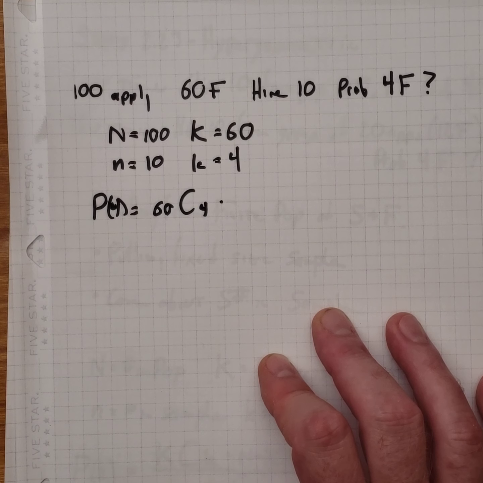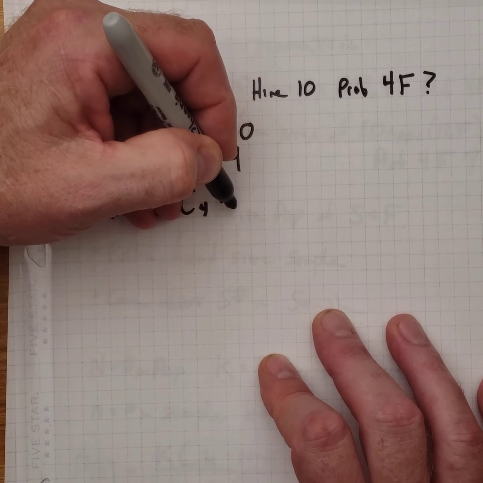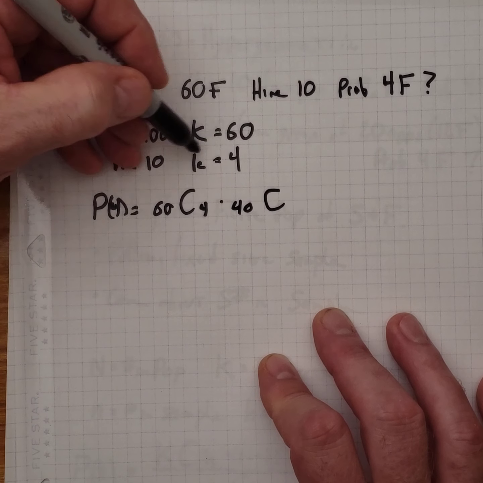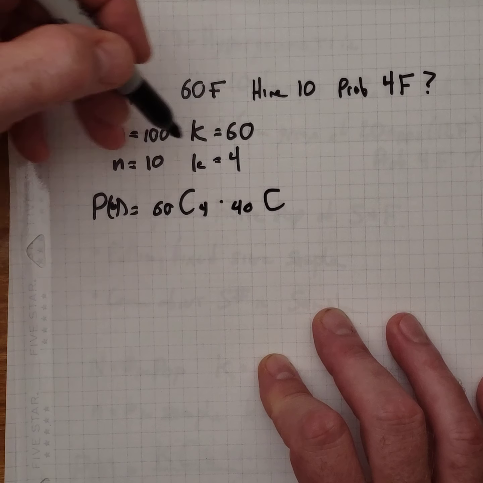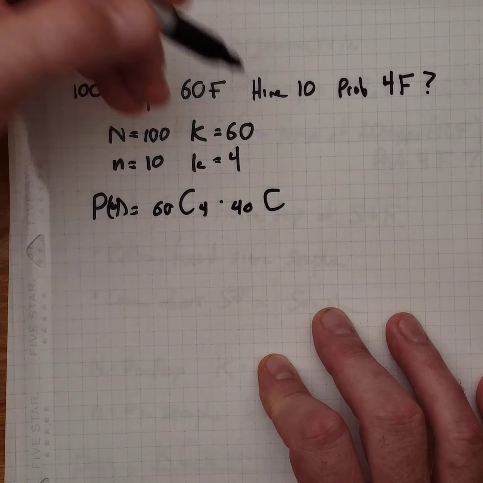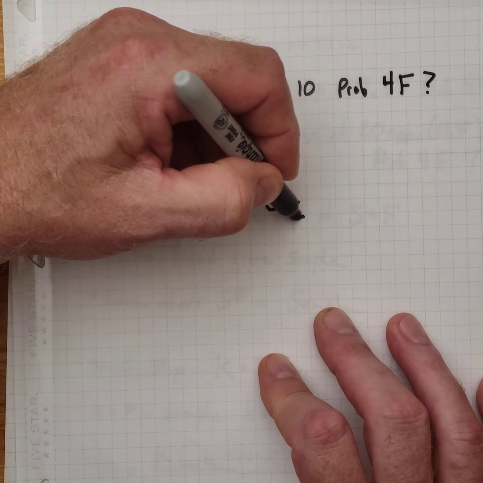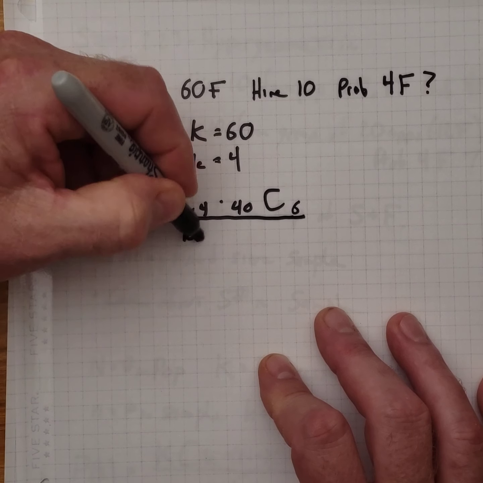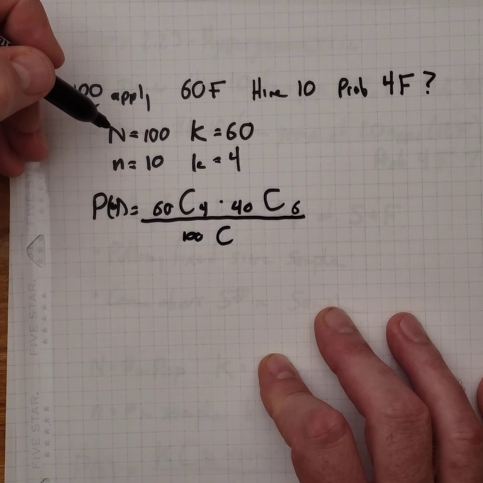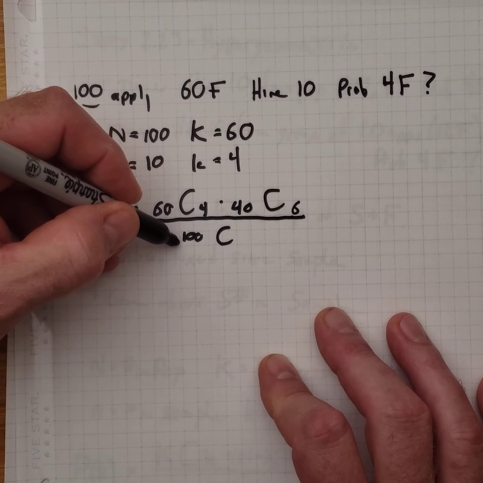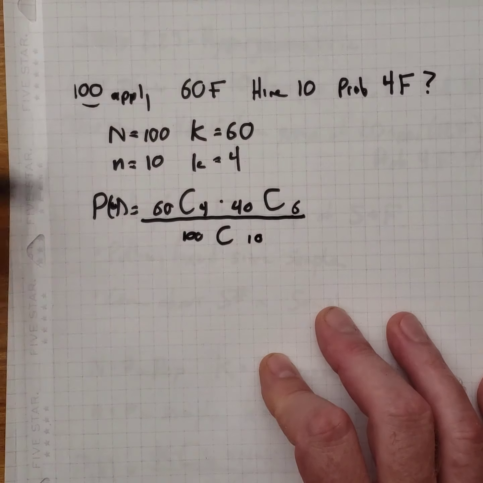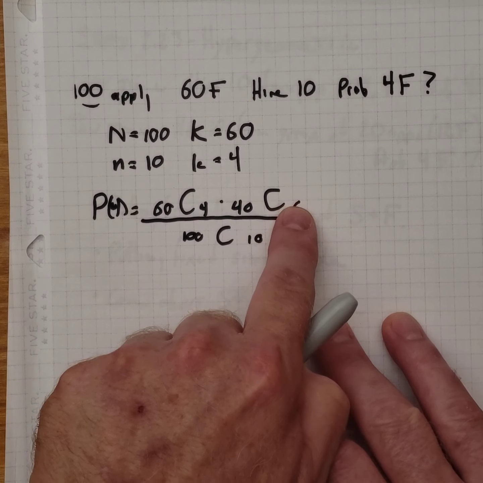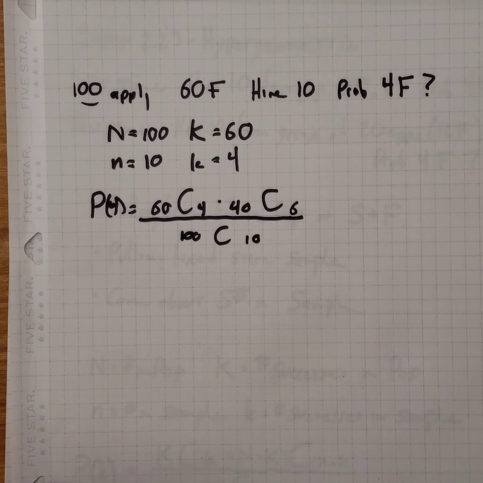Okay, how many guys are there in the population? 100 minus 60 will be 40. So we have 40 guys to choose from. How many guys are we going to put in our sample here? If we got 10 in our sample and 4 of them are female, that means that the other 6 are going to be guys. And we're going to divide that by 100 C, the size of our population, C, the size of the sample. Okay, so successes, population, sample, failures, population, sample, whole population, sample.